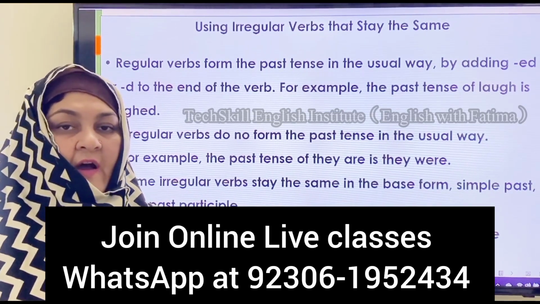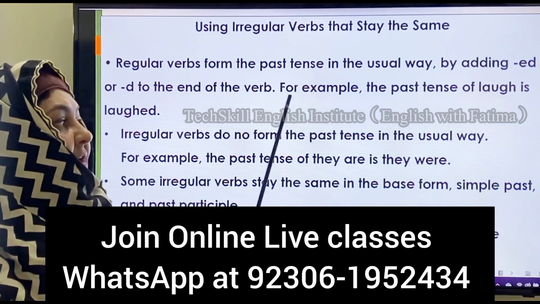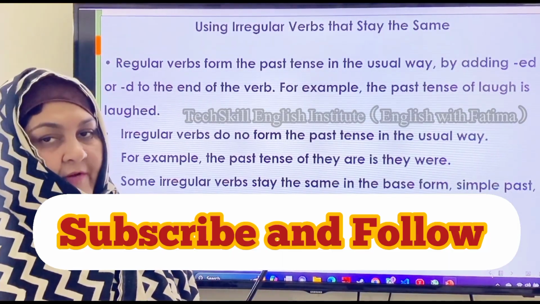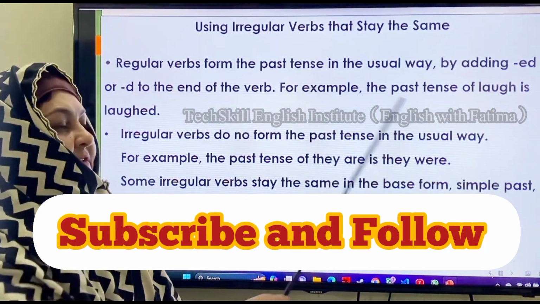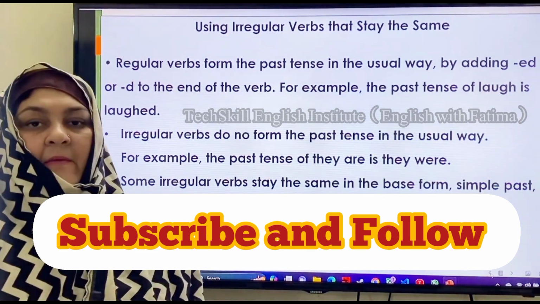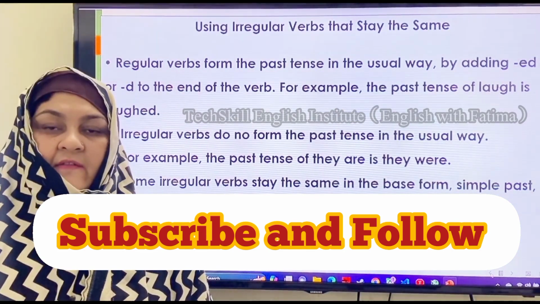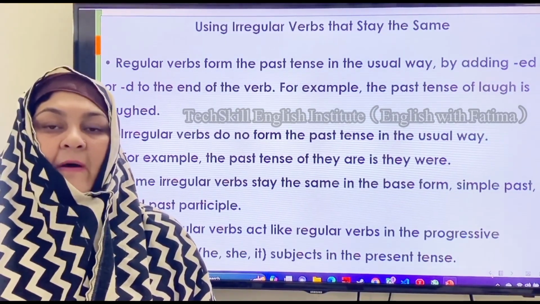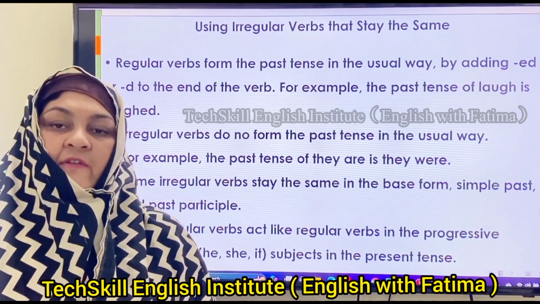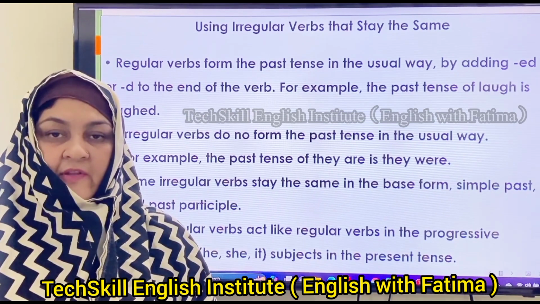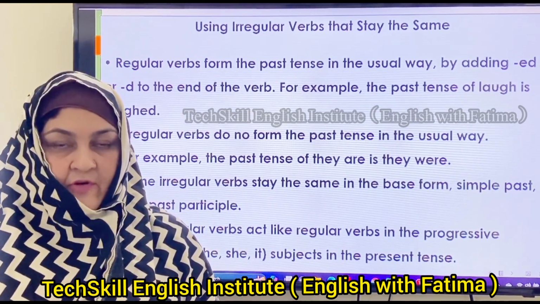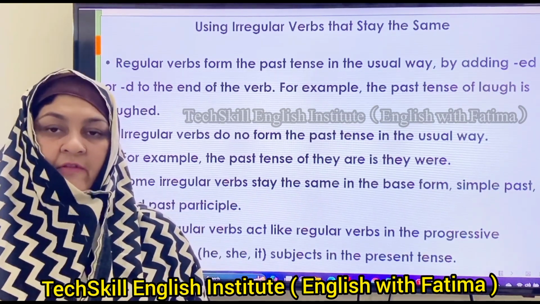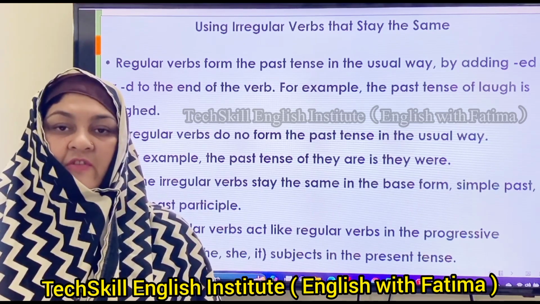Regular verbs form the past tense in the usual way by adding ed or d at the end of the verb. For example, the past tense of laugh is laughed. The past tense of commit is committed, the past tense of complete is completed, and the past tense of accomplish is accomplished. So we add ed at the end when we use them in the past form or past participle form. But when we are talking about irregular forms of verb, we can observe the changes.